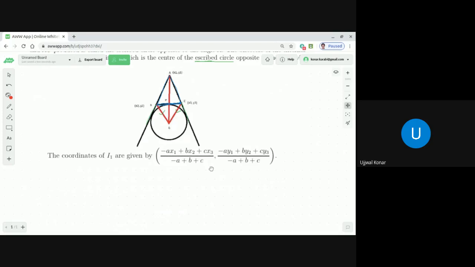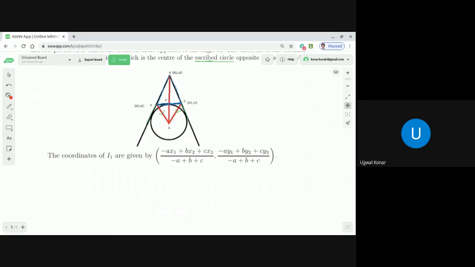The x coordinate is minus ax1 plus bx2 plus cx3 by minus a plus b plus c, so the y coordinate should be similar: minus ay1 plus by2 plus cy3 by minus a plus b plus c. You don't need to remember it separately. If you remember the x coordinate of I1, you can find the y coordinate, and not only that, you can find the coordinates of I2 and I3, where I2 is the excenter of the ascribed circle opposite to the angle B, and I3 is the excenter of the ascribed circle opposite to the angle C.